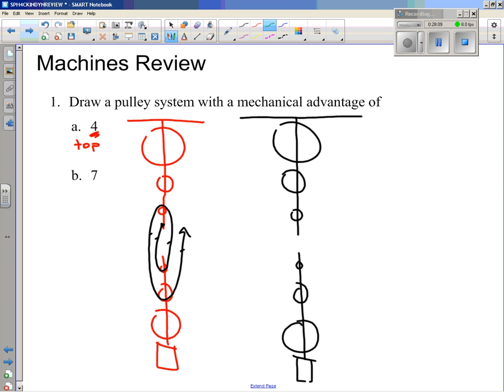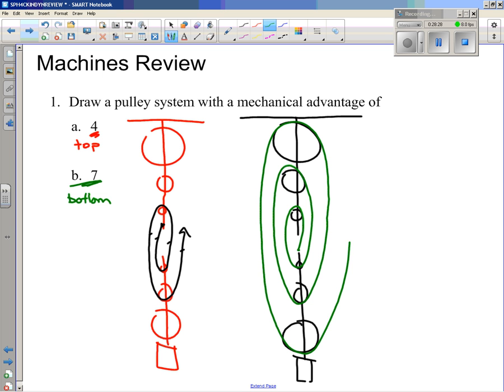This time it wants an odd number mechanical advantage, and that tells me to start my string at the bottom. Bottom's right here, so it's going up and around and around and around and around. I'm going to check: 1, 2, 3, 4, 5, so I'm not there yet. Around and around.